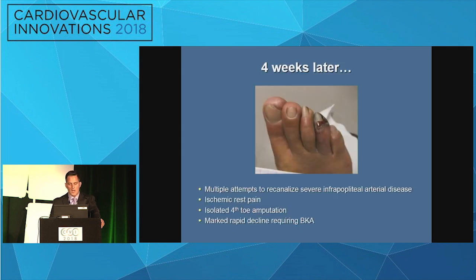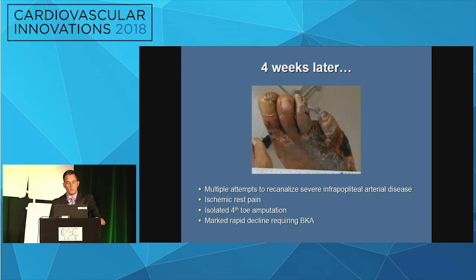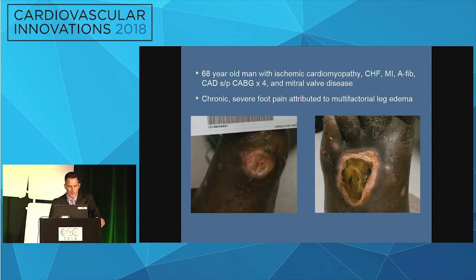So that fairly non-innocuous looking toe, despite multiple attempts to revascularize severe infrapopliteal arterial disease, this gentleman actually develops ischemic rest pain, goes on to an isolated fourth toe amputation, unfortunately though a marked decline in a 4-week period such that he went on to a transtibial amputation. So timing is certainly an issue when it comes to the basics of management. We can't just wound care-ize patients like this, so that timely referral and follow-up is critically important. Now, what about the opposite end of the spectrum for timing?